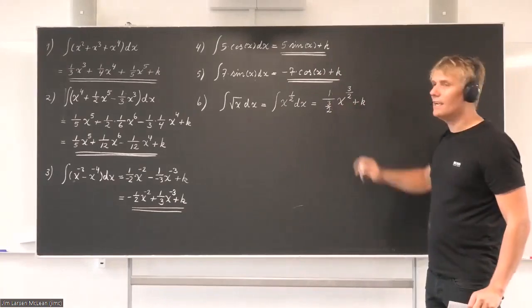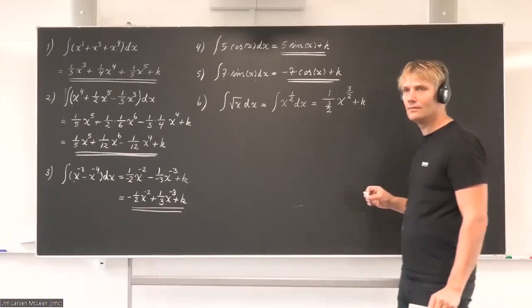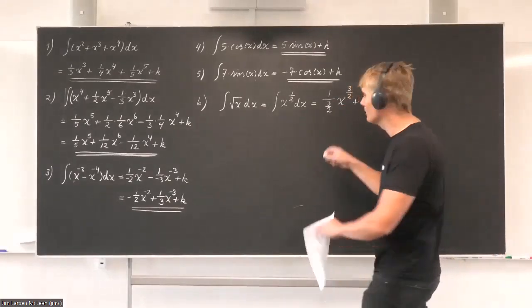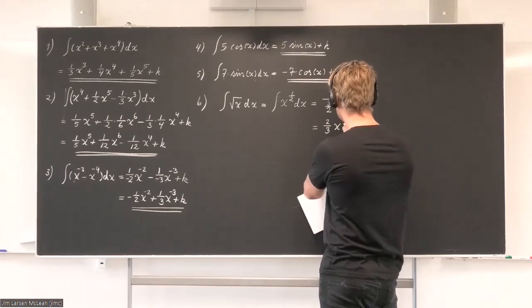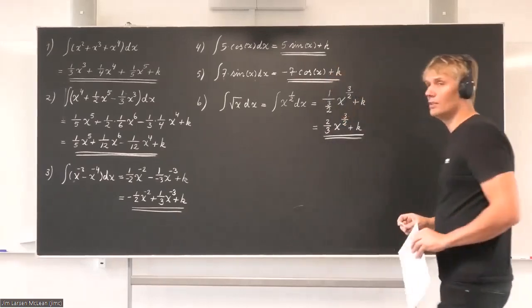1 over 3/2. That's the same as the reciprocal of 3/2. So it gives 2/3, because 1 over a fraction is that fraction flipped upside down. So I just flip the fraction here upside down. So I get 2/3 x raised to 3/2. And that was the answer to problem 6.